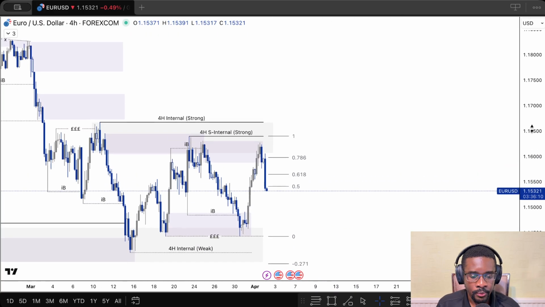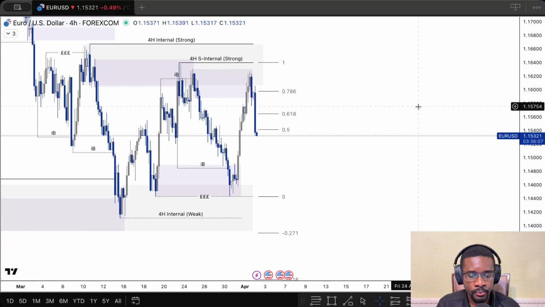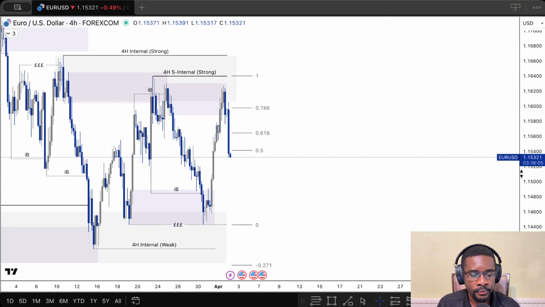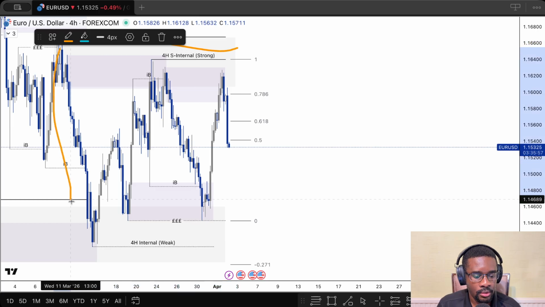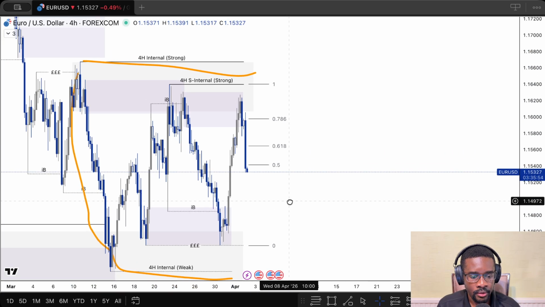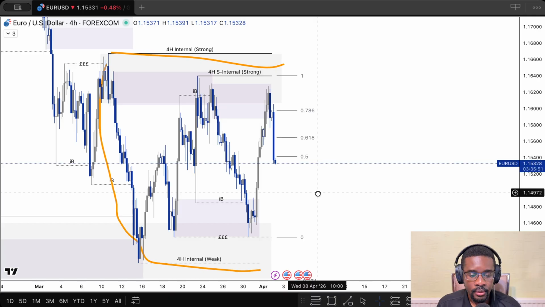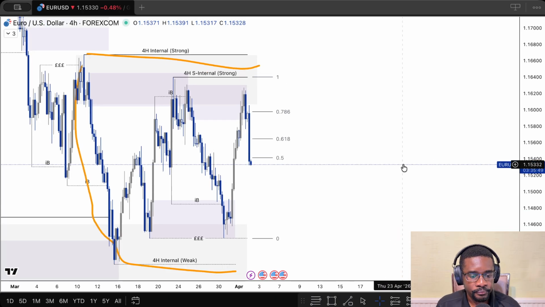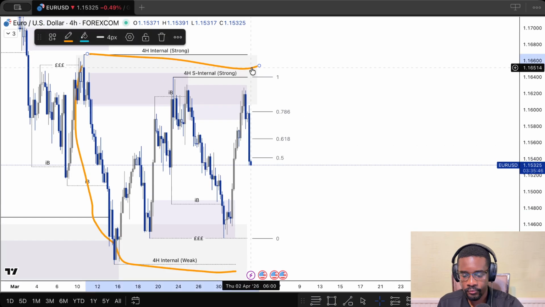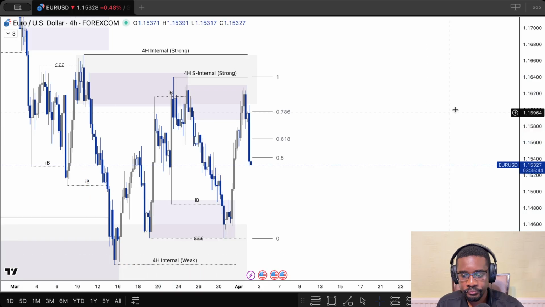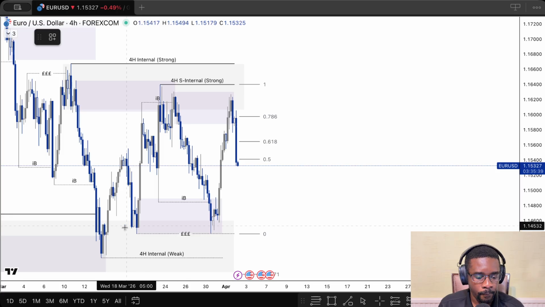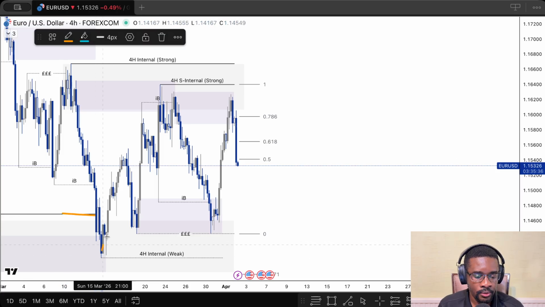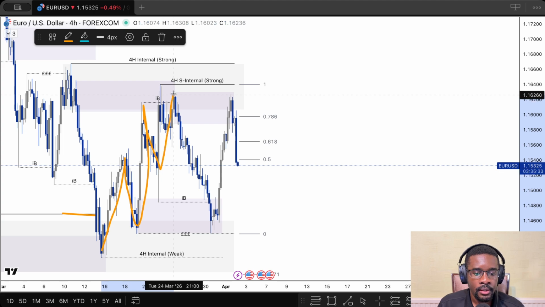Let's look at the 4-hour. Obviously we're focusing more on the current range because that's what we're interested in to make our trading decisions. So this is the current range. That's the current range that we're in. And within that range, after break of structure, we expect price to pull back. So price did pull back.